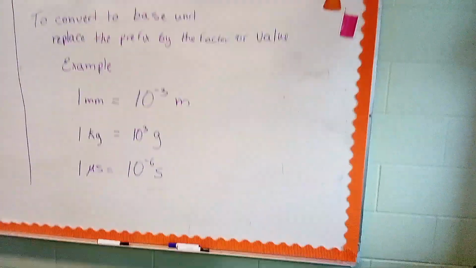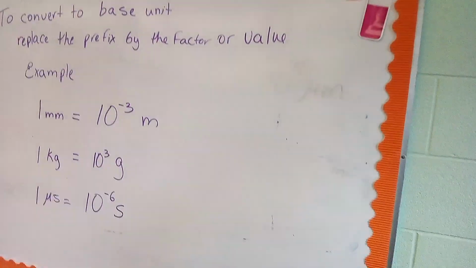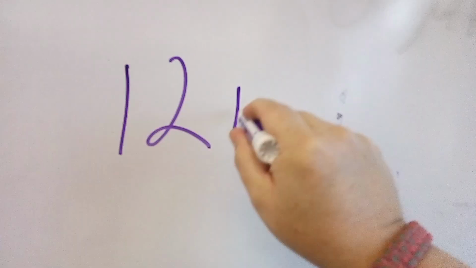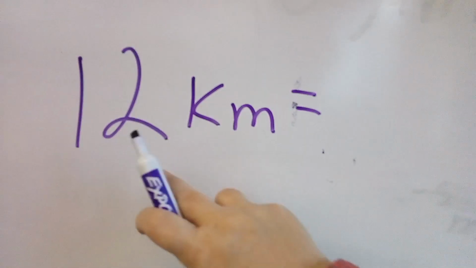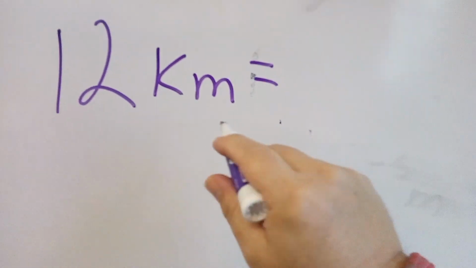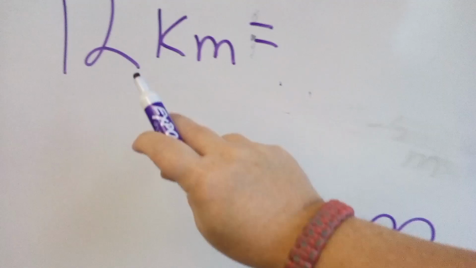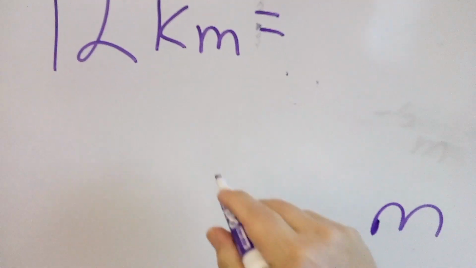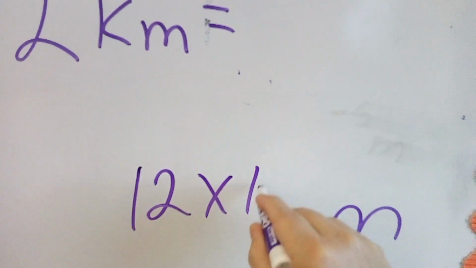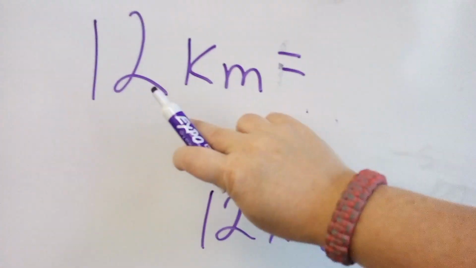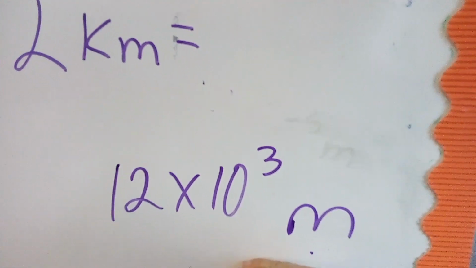I will do a few more examples. For example, we have 12 kilometers. To convert these 12 kilometers to meters, we replace the kilo, which is a prefix, with its value, so it's 12 times 10 to the power of 3 meters. So 12 kilometers is 12,000 meters.